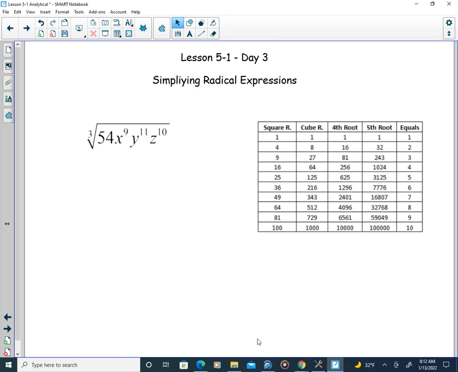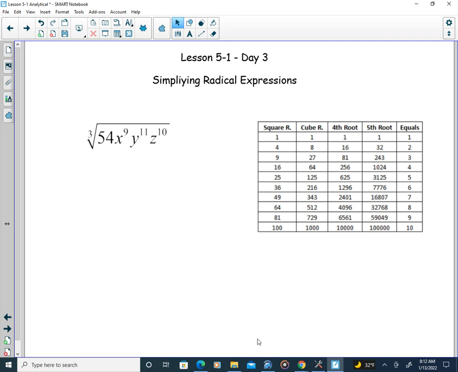So today we're going to be simplifying radical expressions. Over the past 2 days, we've been working on this. We have simplified radical expressions with numbers only, and then we simplified radical expressions with variables only. Today we're going to combine those two concepts.